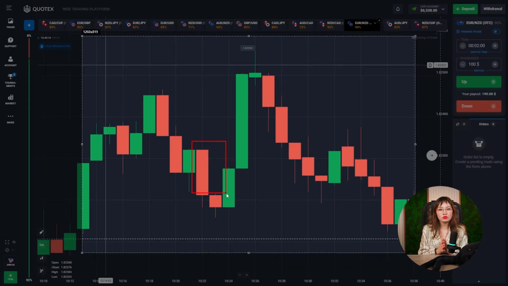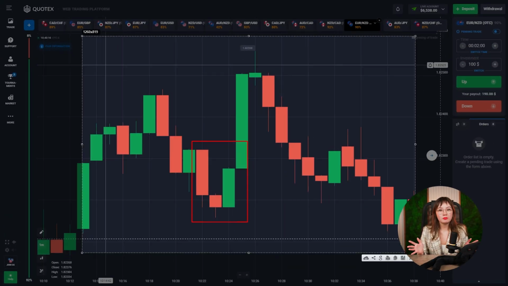In short, first there is a large candle, then a smaller one in the same direction, and then a third one that closes in the opposite direction. It's better to see it once than to hear about it 100 times. So pay attention to the screen.